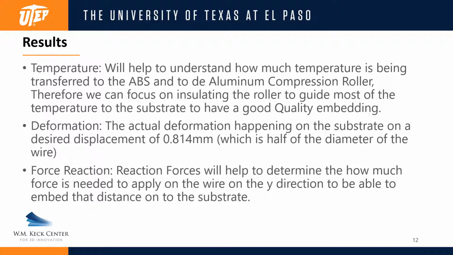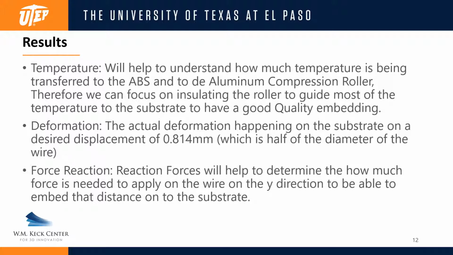Now for the results, there are going to be three major outputs. One is going to be temperature. That will help us understand if the temperature is being transferred more to the ABS or to the aluminum compression roller. And if so, we're going to need to insulate the roller to guide most of the temperature to the ABS substrate and have better quality embedding.